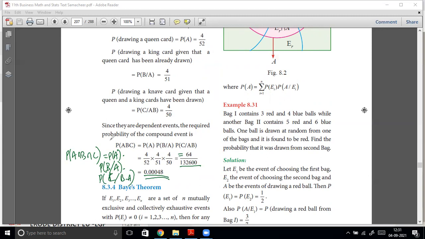Yeah. This formula is very important. Usual formula for independent events is P of A intersection B intersection C is equal to P of A into P of B into P of C. But here they are dependent events. So P of A into P of B given A into P of C given A and B. That is how you have to do it.